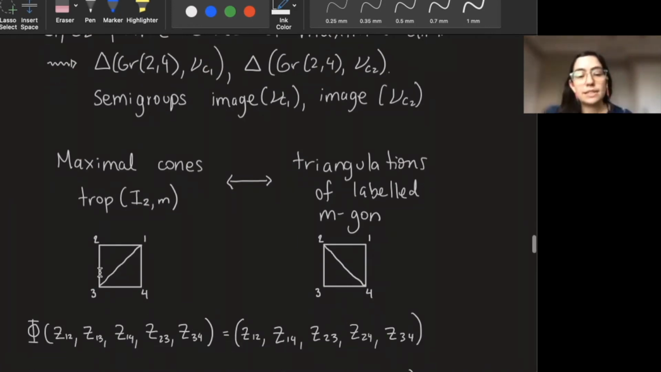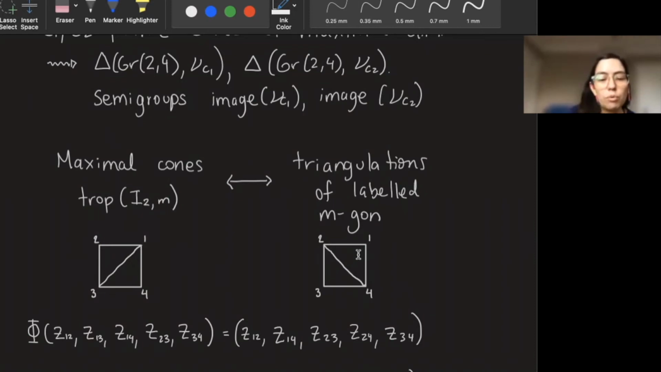Now, adjacency in this description is very nice, that 2 maximal cones in the tropicalization are adjacent if you can relate them by a flip. And the labels of the vertices are important for that flip, right? So if you flip this diagonal into that diagonal, you get a different cone, and these 2 cones are going to be adjacent to each other.